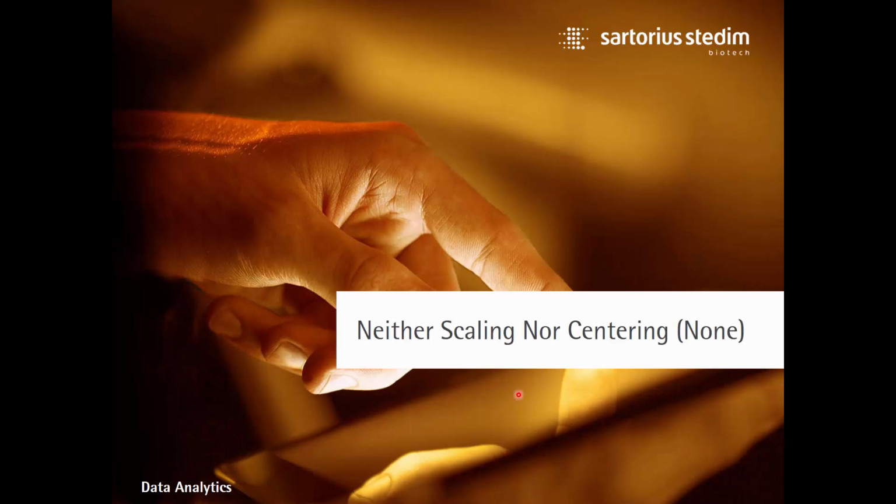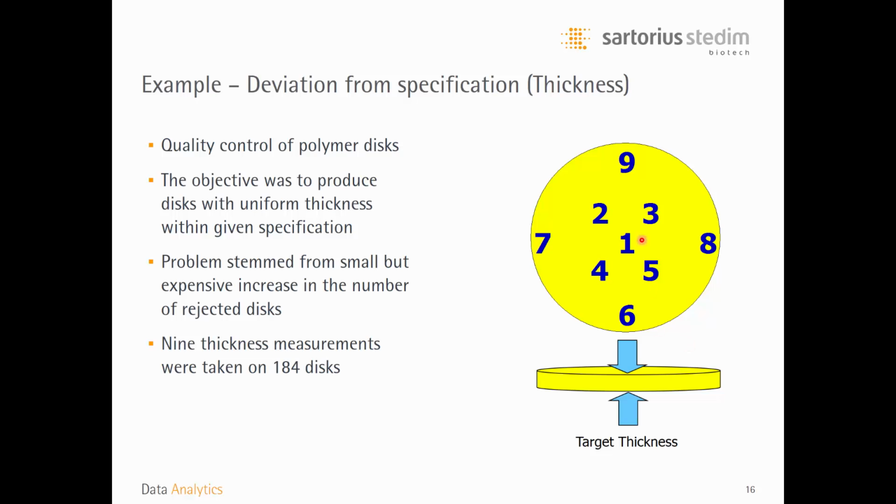Now we're going to look into the first of two examples where no scaling at all is the recommended option. So neither scaling nor centering, and the notation used in the SIMCA software would be none. The background to this data set is that the data relate to quality control of polymer disks. And these polymer disks are then to be used inside electronic devices.